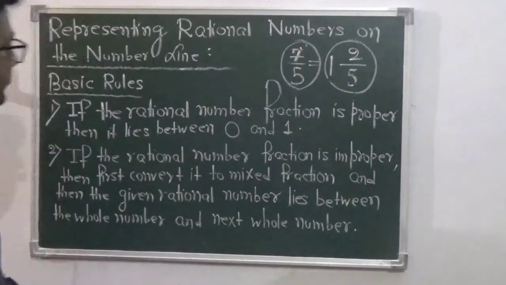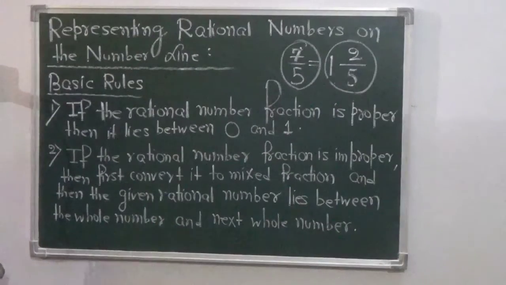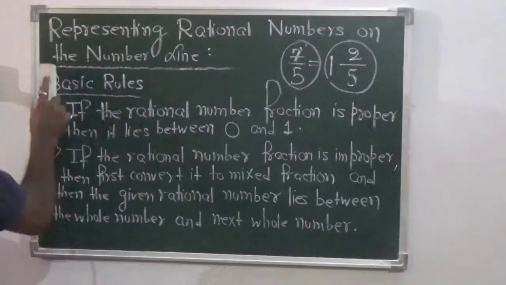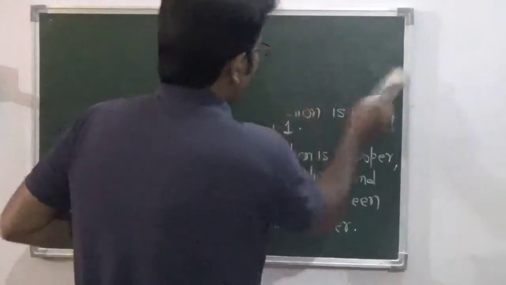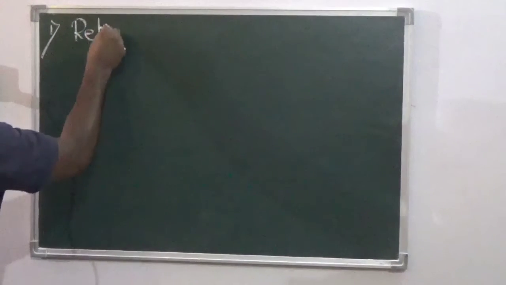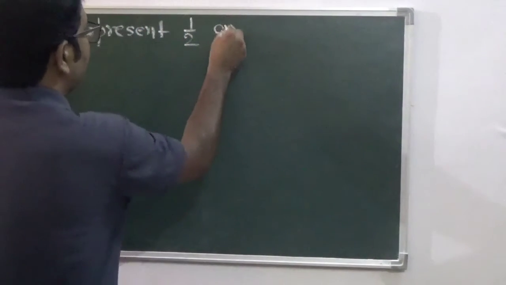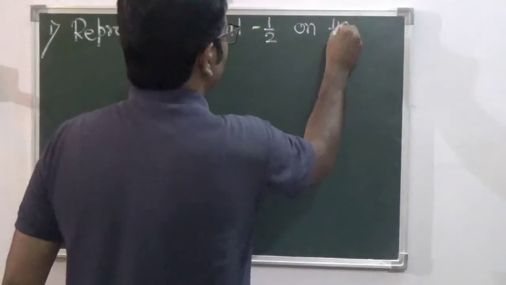Now, since we have come to know about the basic rules, we will proceed to represent some rational numbers on the number line. So let us take the first question. The first question is represent 1 by 2 and minus 1 by 2 on the number line.